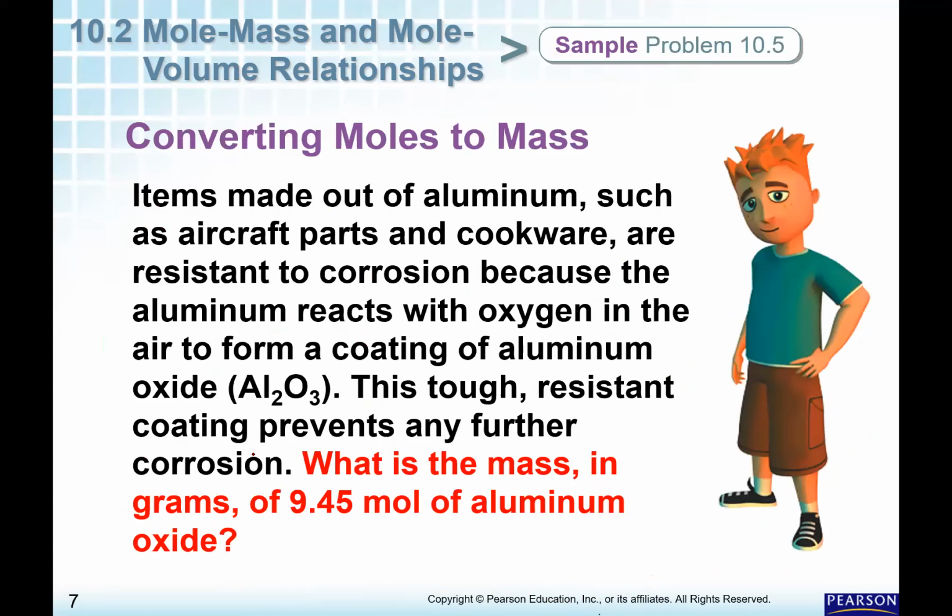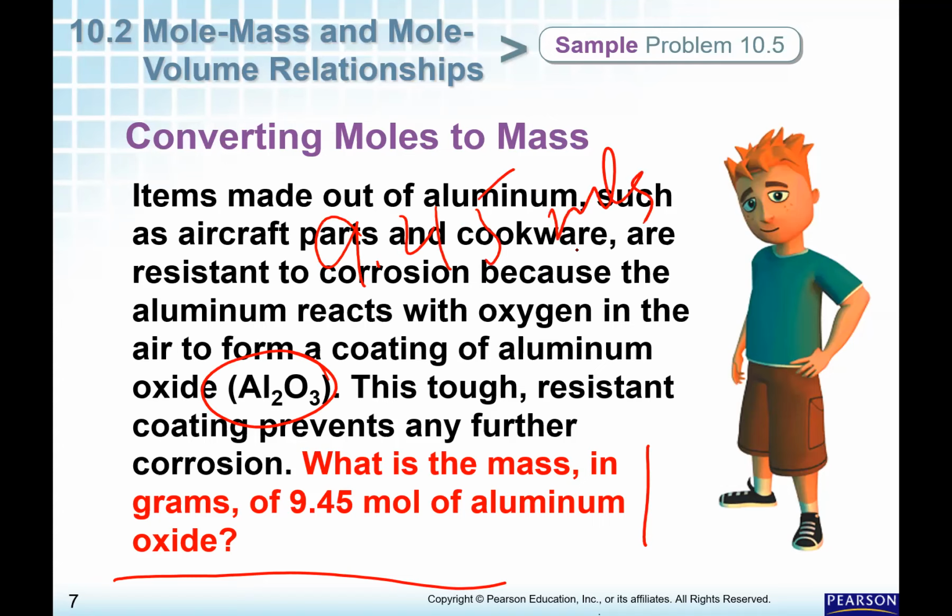Let's take a first example and see. Items made out of aluminum, like aircraft parts, cookware, and so on. That is all introduction, but the most important thing is aluminum oxide, which is Al2O3. This stuff, a resistant coating, prevents any further corrosion. Now, here's the question, which is in red. What is the mass in grams of 9.45 moles of aluminum oxide?